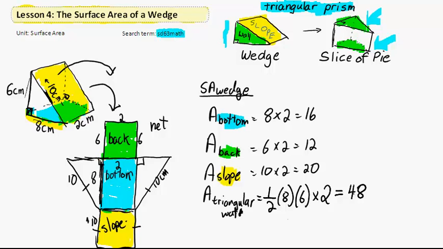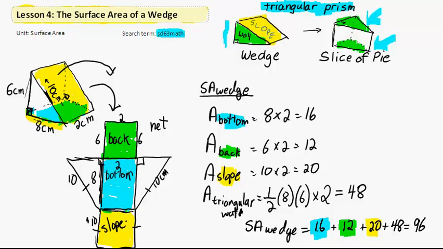There we have it. The surface area of the wedge is equal to 16 on the bottom, 12 on the back, 20 on the slope, and a total of 48 from the two walls. The surface area of the wedge is 96 centimeters squared.